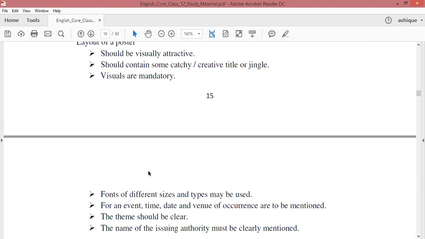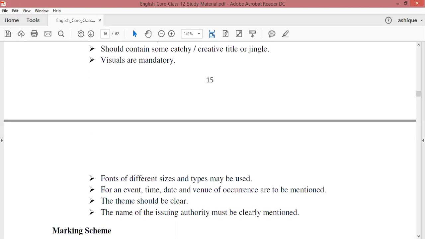Fonts of different sizes and types may be used, as you do on a computer when you type. Similarly, you can use different fonts. Next, for an event, the time, date, and venue of occurrence are to be mentioned. If you are making a poster for an event, you must not forget this. If there is no event, you can ignore this point. If there is an event, you must remember this point.